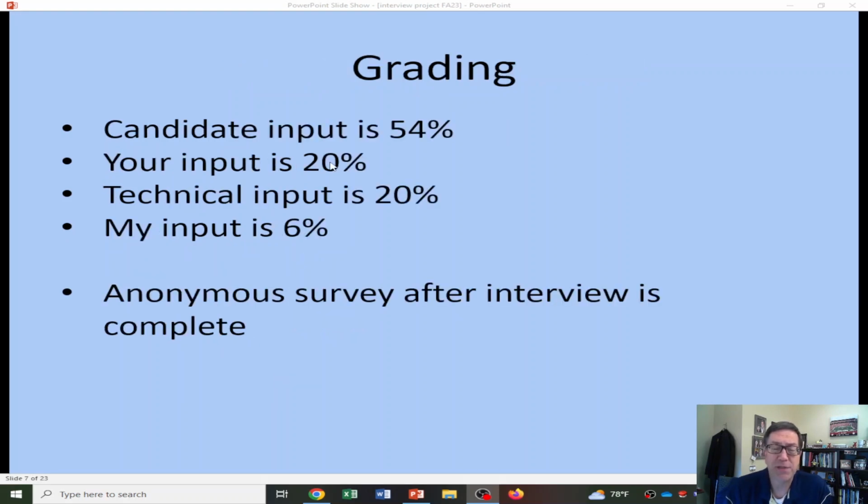So now the grading for this, it's 100 points for the assignment. Input that the candidates as a group give on you or about you is 54% of the grade, a little over half. The input that you give me about them is 20%. Technical kinds of things are 20%, and then I've got 6% that I can play with.